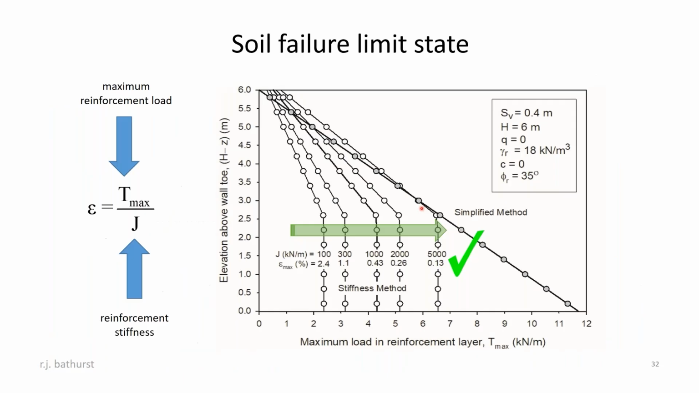So here is our base case again. And for each curve or each layer, we know what the stiffness of the reinforcement is. We know what the load is. And therefore, for each layer, we can calculate what the maximum strain in the reinforcement is. And this example has been carefully crafted to illustrate that the maximum strains in the reinforcement are all less than 3%. And therefore, the soil failure limit state has not been exceeded.